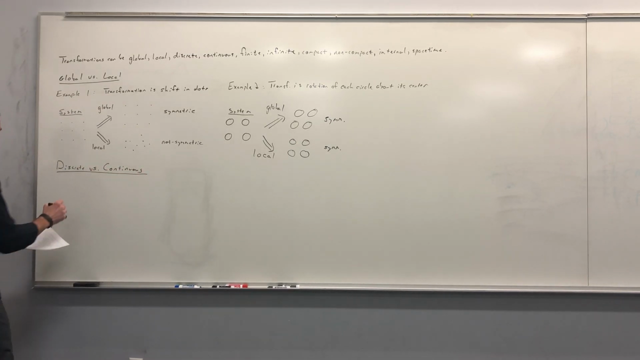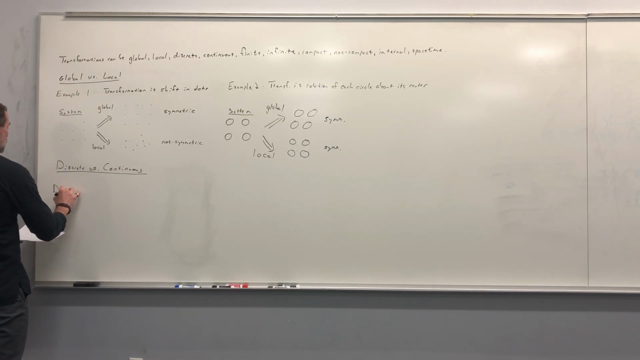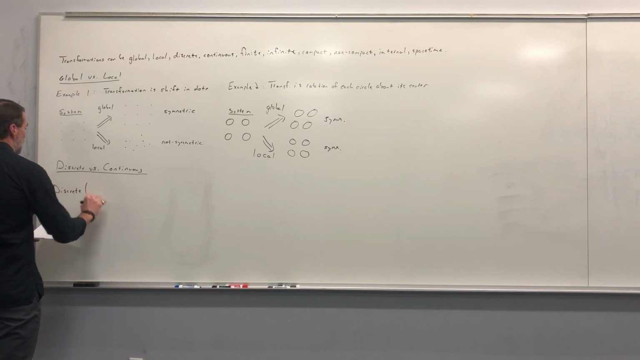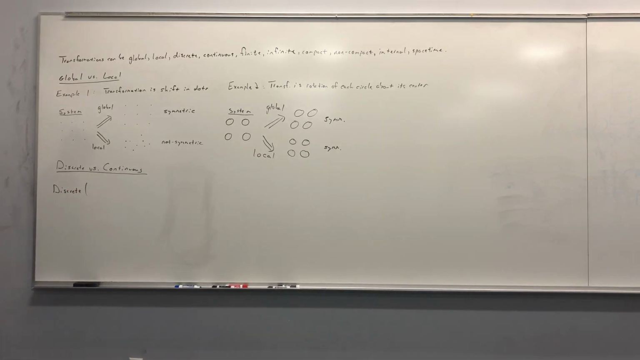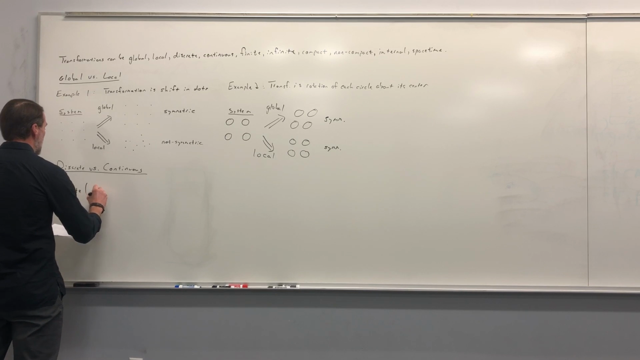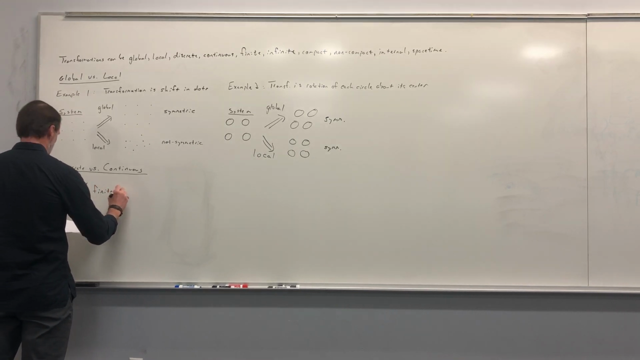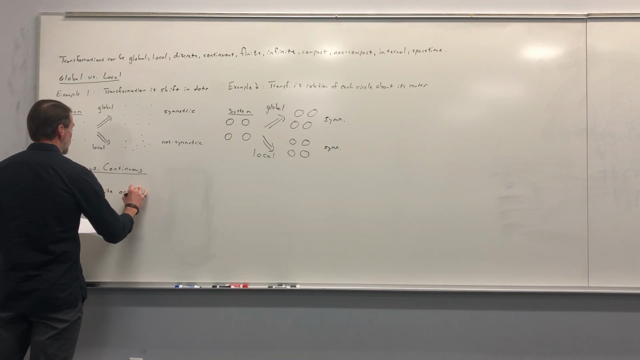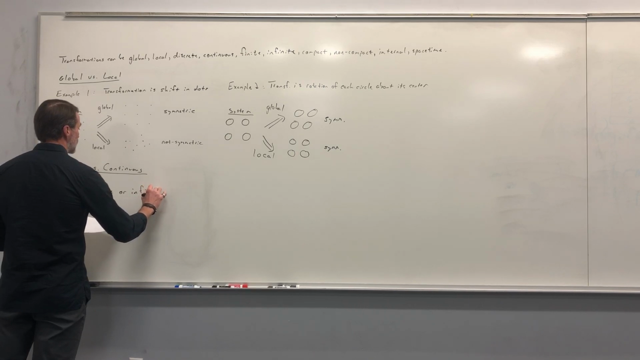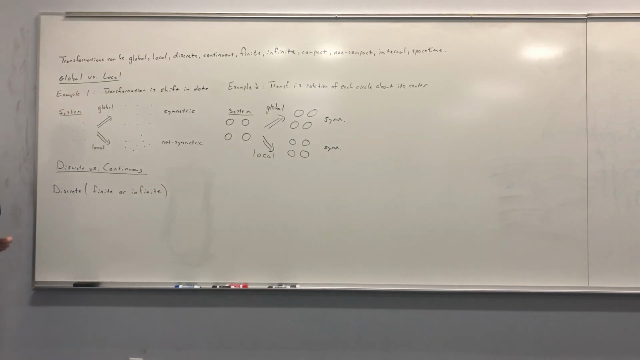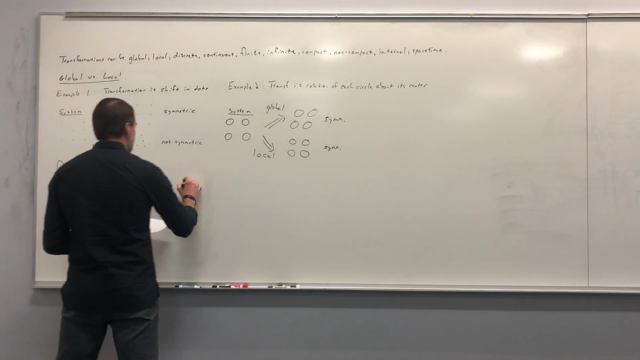All right, so for a discrete system, it turns out there are two categories. We can have a finite set, or we can have an infinite set of transformations. Okay? Let me give you examples of each.